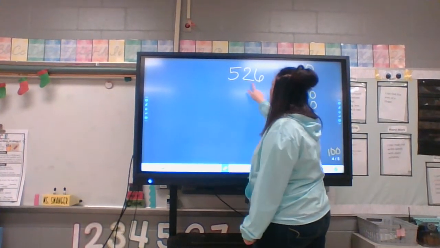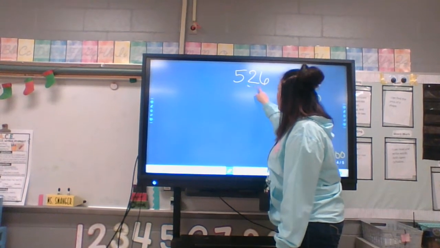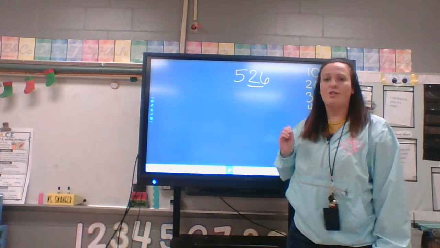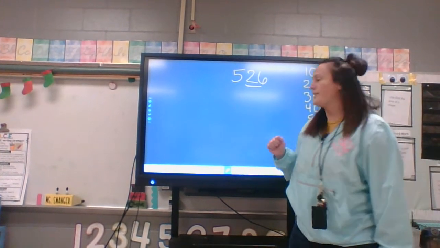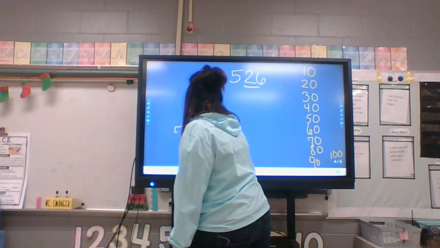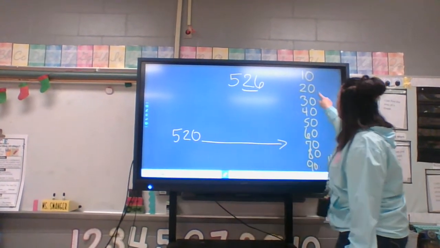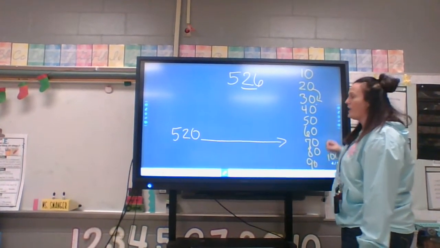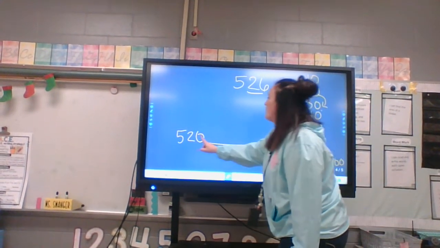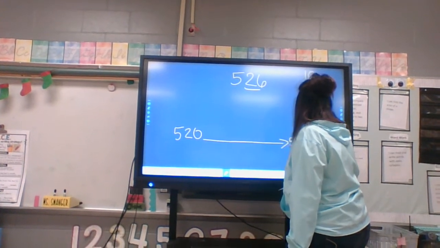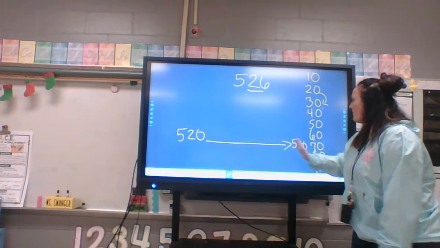When I look at 526, I need to underline my tens place. In my tens place, I have a 2, which is worth 20. So 526 is going to fall between 520, and then what's my next 10 after 20? It's going to be 30. So 526, when I round it to the nearest 10, is going to fall between 520 and 530 on a number line. So I've got to fill in those numbers.